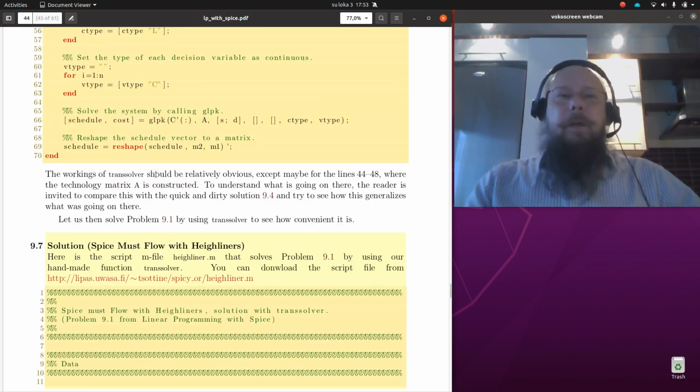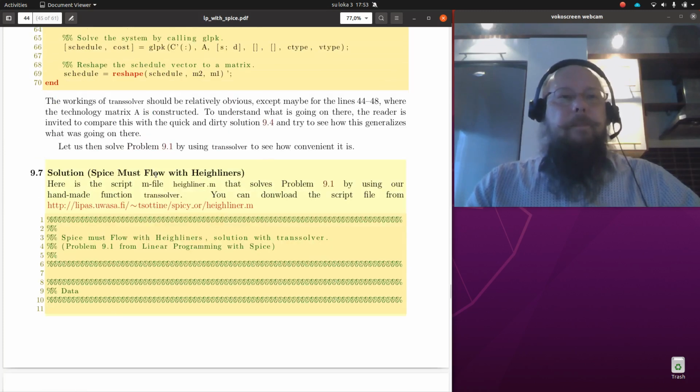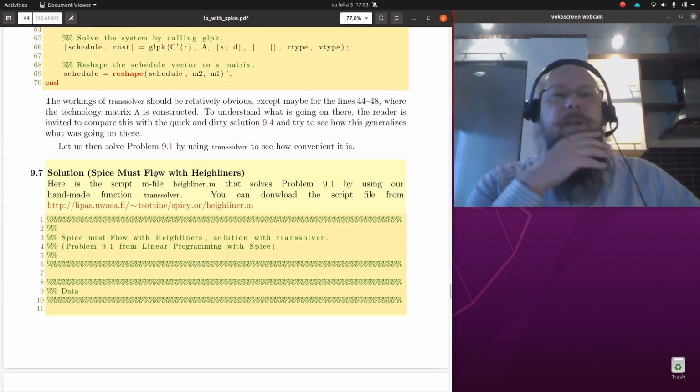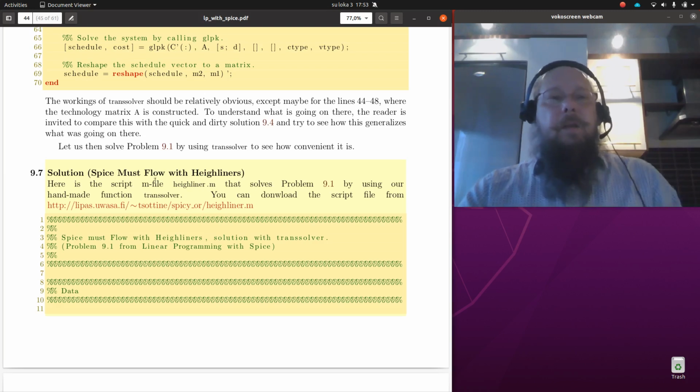All right, but now let's go to the solution 9.7. This is the spice must flow with highliners. So this is the solution of what we already had. You can also download this from this link. And this is now very simple, really, because the whole point here is to show you how convenient this transsolver function is.